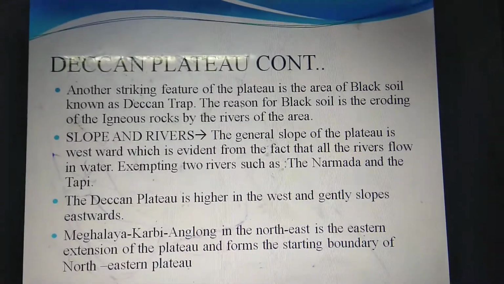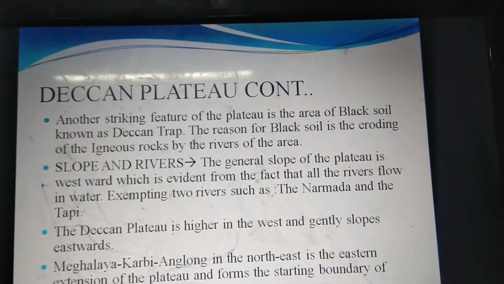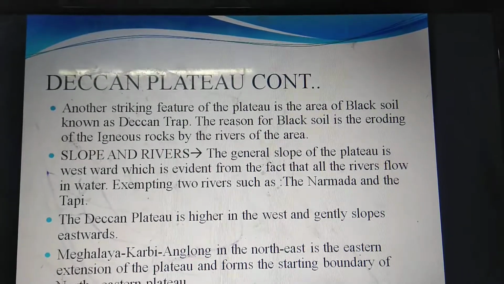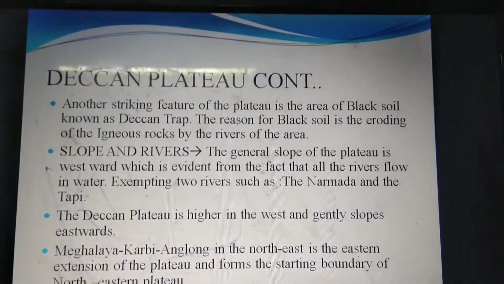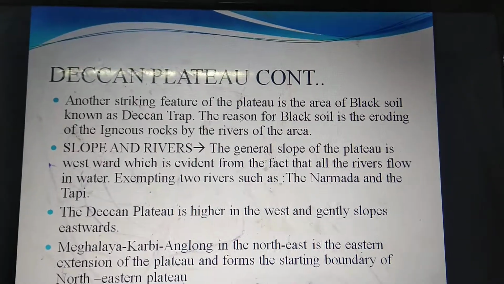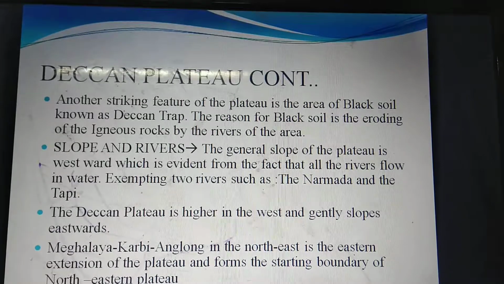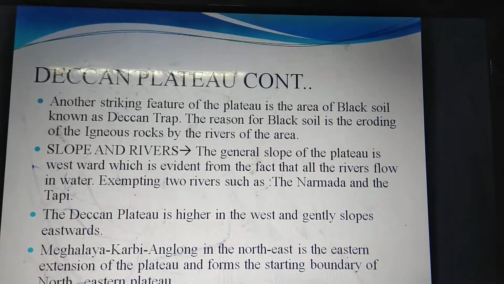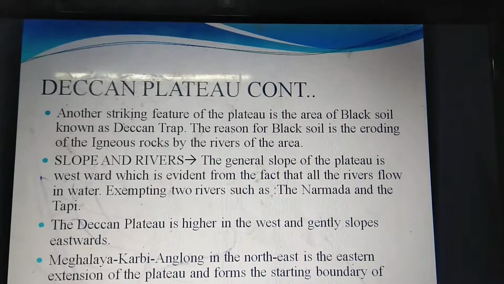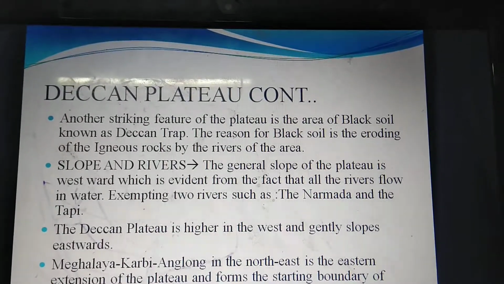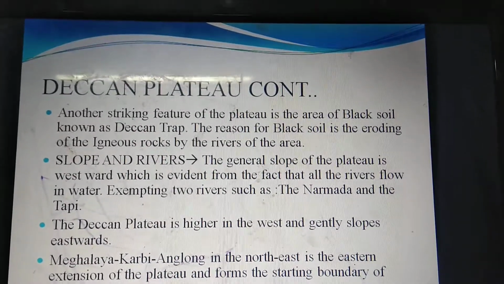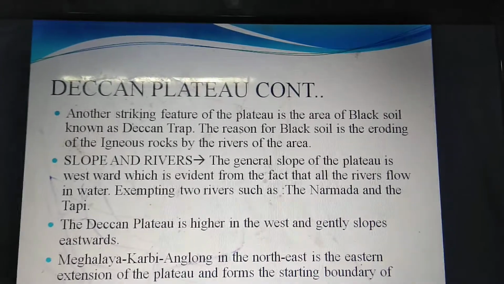Another striking feature, which I have told you earlier, is that it is a Deccan trap or the basaltic trap, and here you will find one of the most fertile soils of the region, that is black soil. The soil is black because of the high erosional activity of the igneous rocks, which are formed due to the solidification of molten magma. The soil is also quite rich in minerals, and it is very good for the cultivation of the commercial crop, that is cotton.